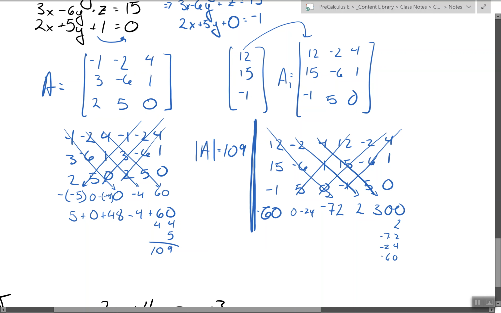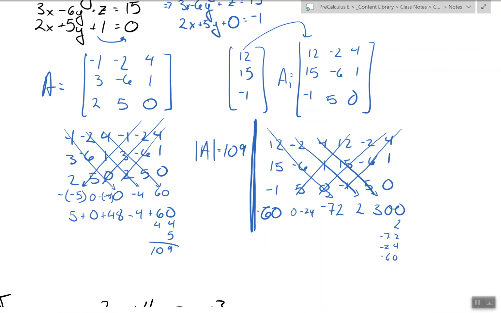So I'm going to take a second and calculate that out. So 300 plus 2, so 302 minus 72 minus 24 minus 60, which is 146. Uh-oh, we're not in good shape here.